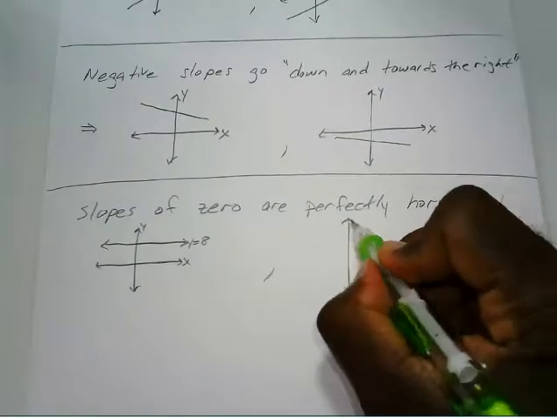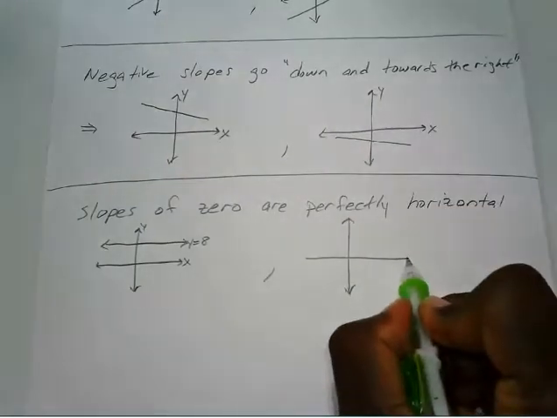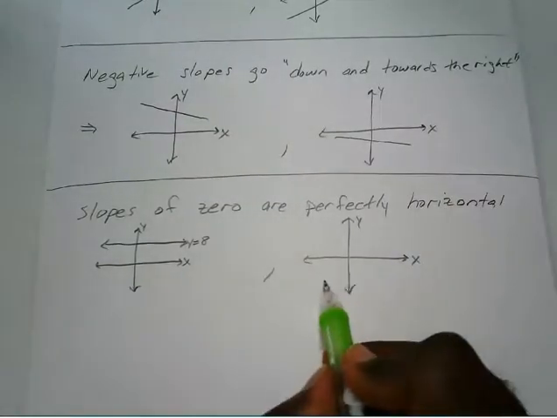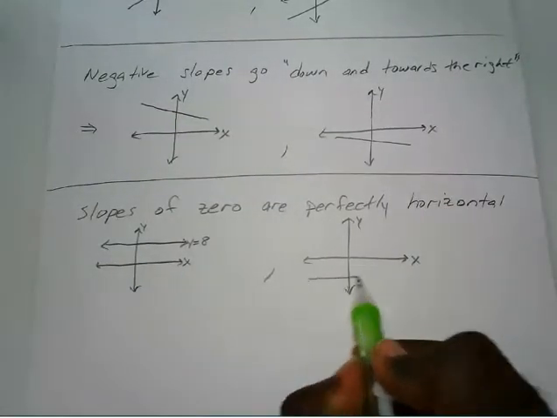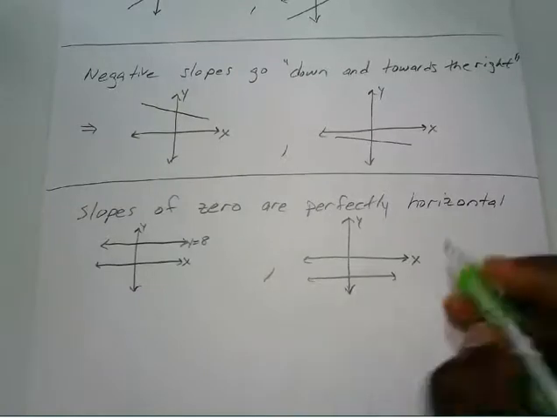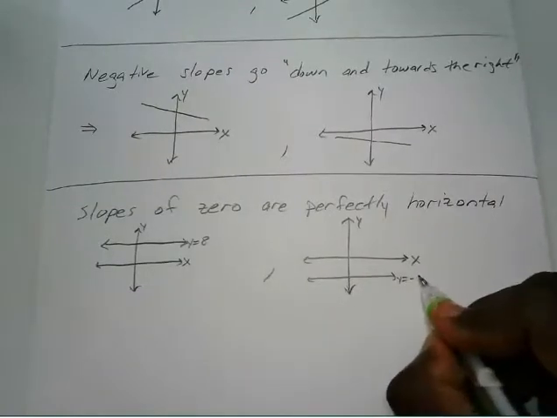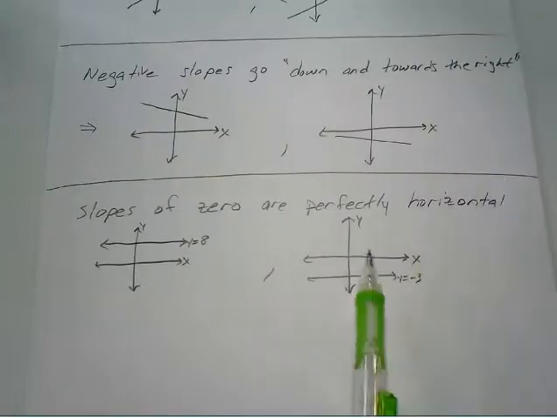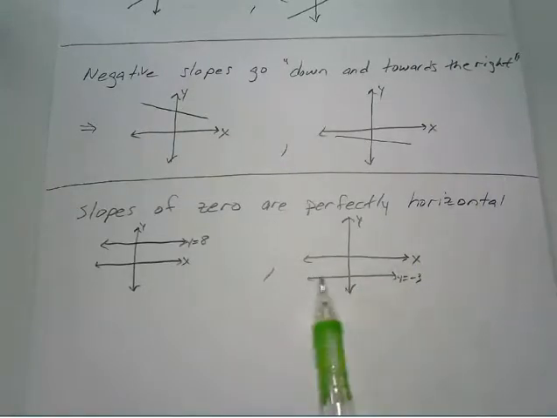Or, let me finish that up, there we go. We have our x and we have our y, and let's say if we graph y equals -3. Okay, that particular line is the graph of y equals -3. Slope of 0 because it's perfectly horizontal. It doesn't slope up, doesn't slope down, just perfectly left to right.